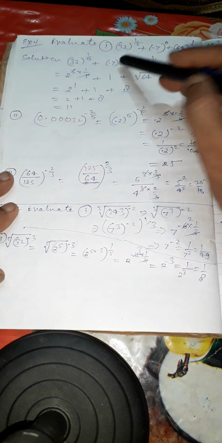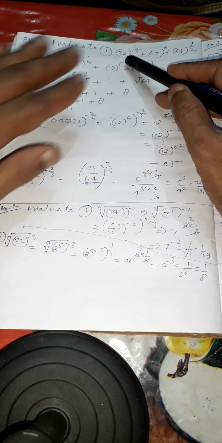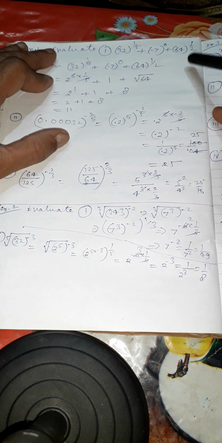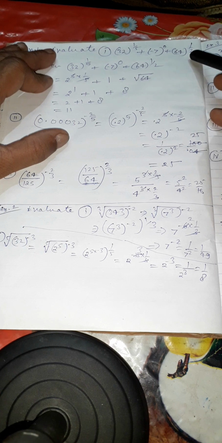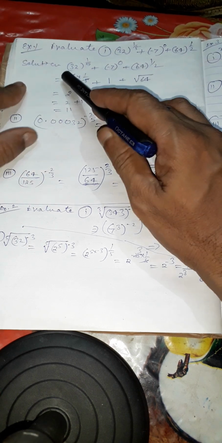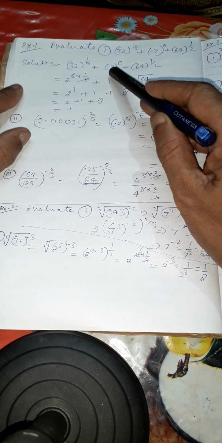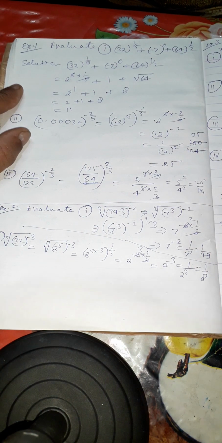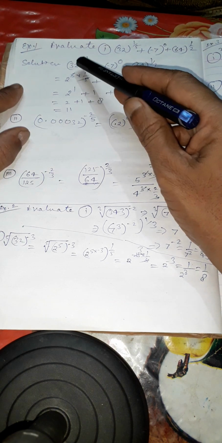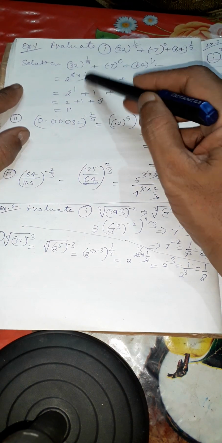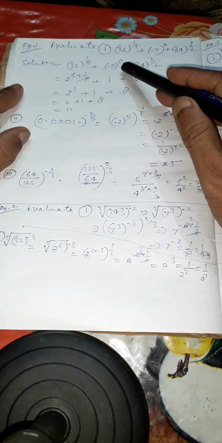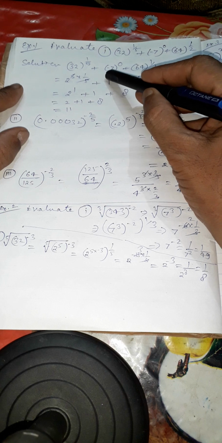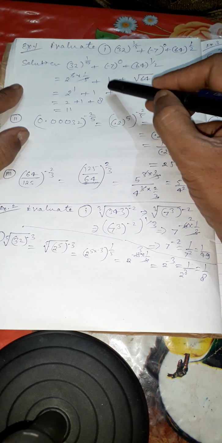Example number 1: evaluate 30 to the power 1 by 5 minus 7 to the power 0 plus 64 to the power 1 by 2. Solution: 30 to the power 1 by 5 minus 7 to the power 0 plus 64 to the power 1 by 2. 32 means 2 to the power 5, and this power is 1 by 2. Plus, any number to the power 0 is always 1.